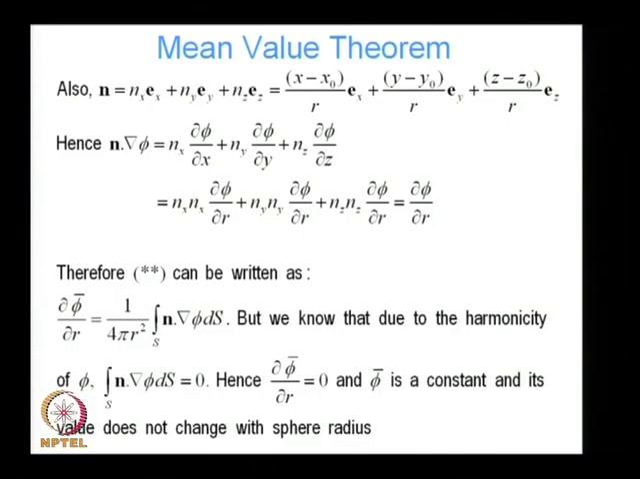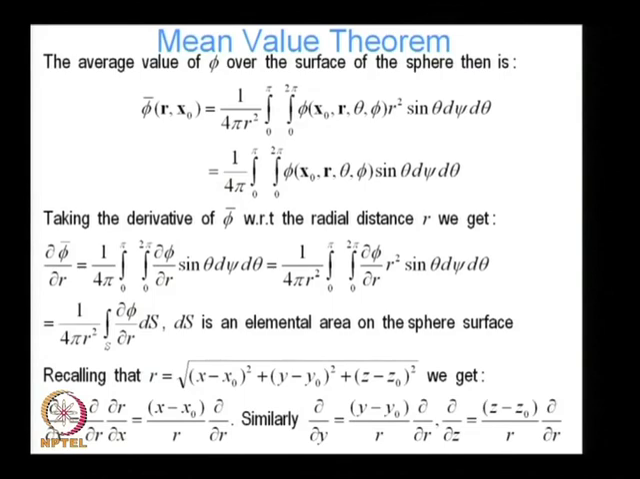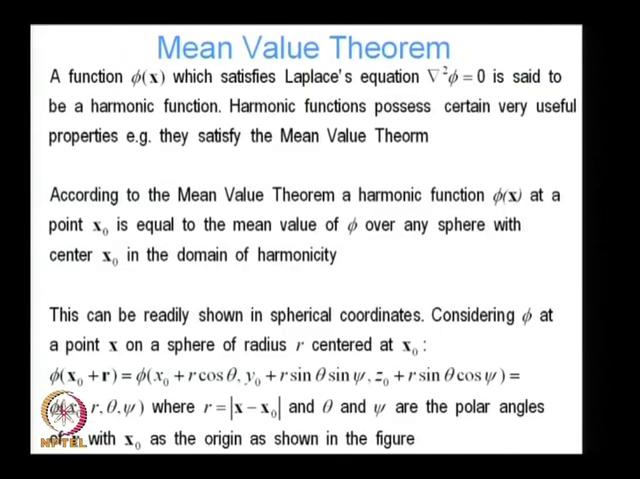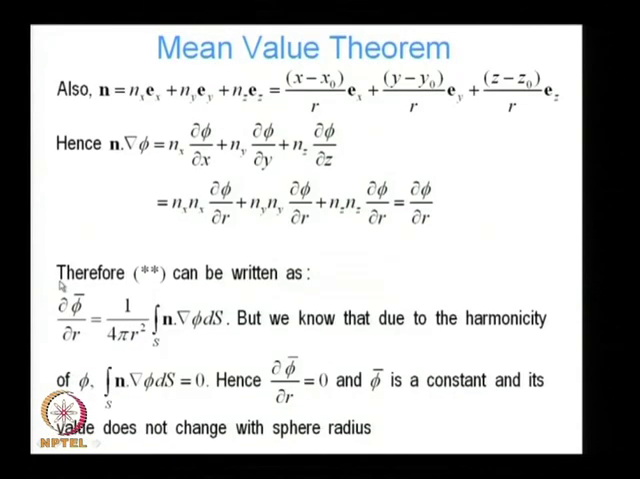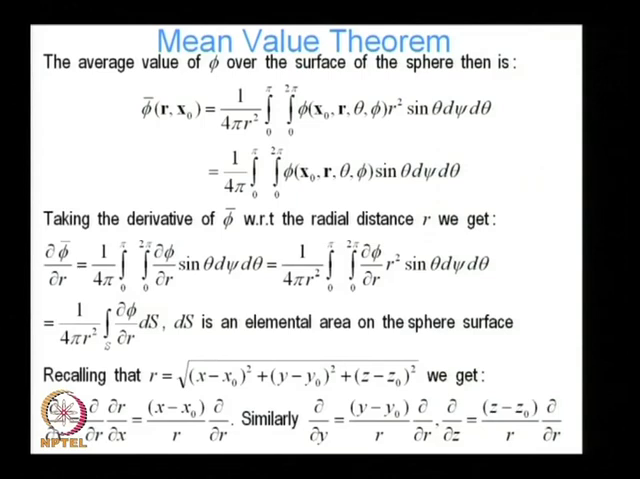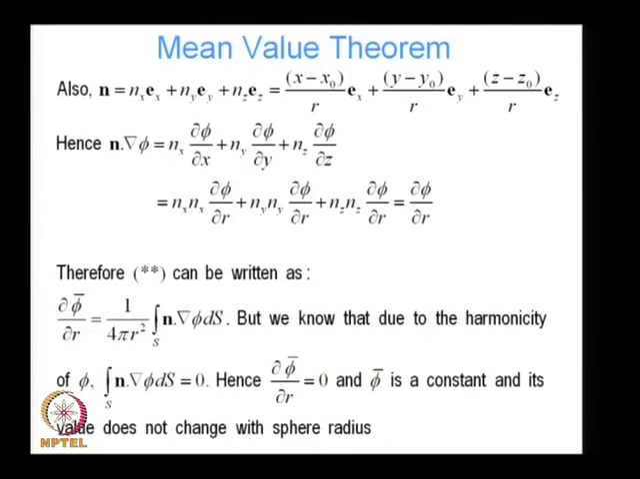Therefore, we can write our equation, which was, I suspect it is this, right. I am talking about this. So, del phi bar del r is equal to 1 by 4 pi r square, del phi del r, and that is nothing but n dotted with grad phi ds, right.